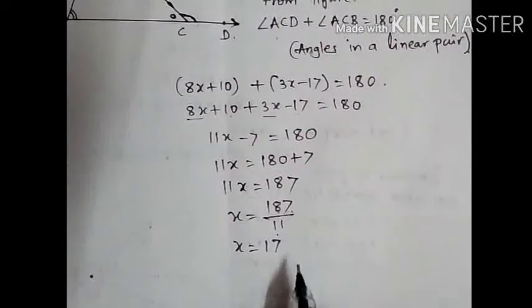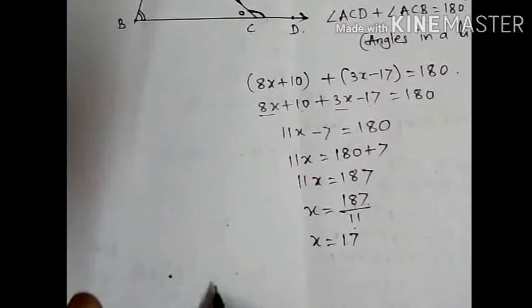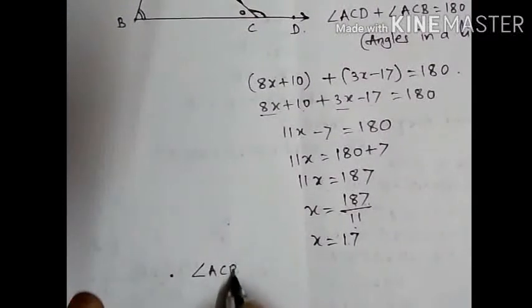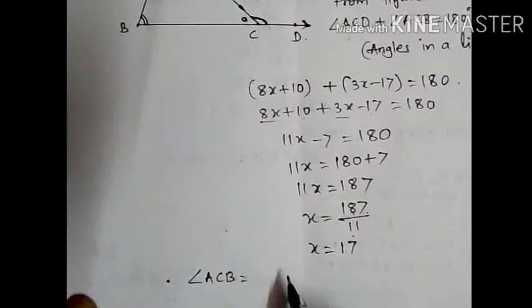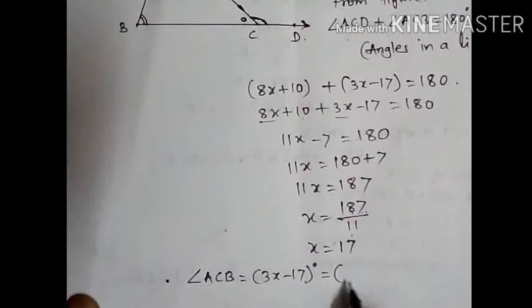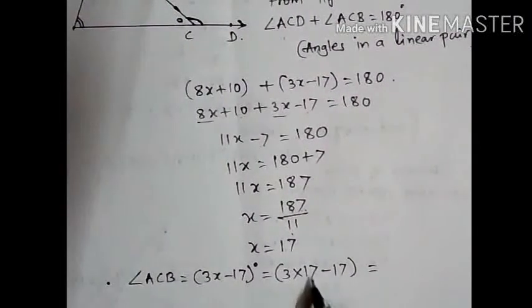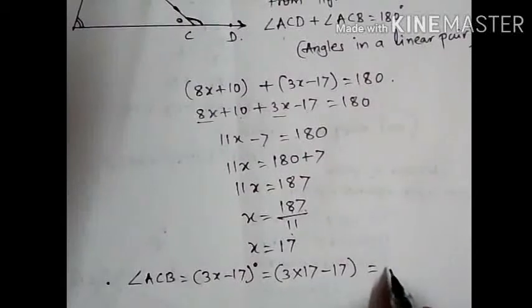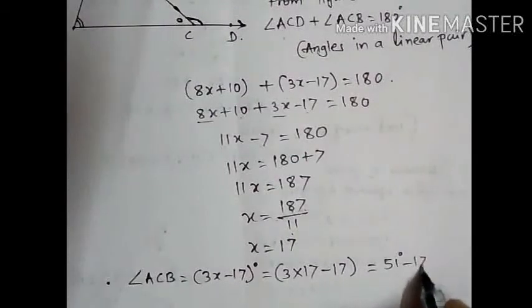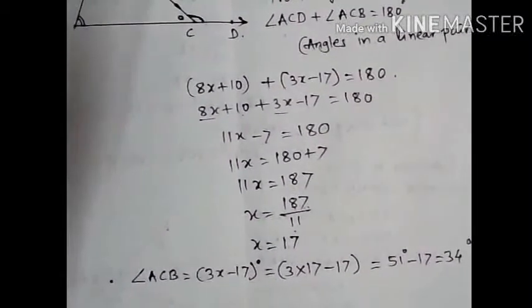Now you can find out the values of ACB and ACD. Therefore angle ACB is equal to the value given, 3x minus 17 degree. Put the value of x. 3 multiply by 17 minus 17. Therefore is equal to 3 17s are 51 minus 17 is equal to 34 degree. This is the value of angle ACB.